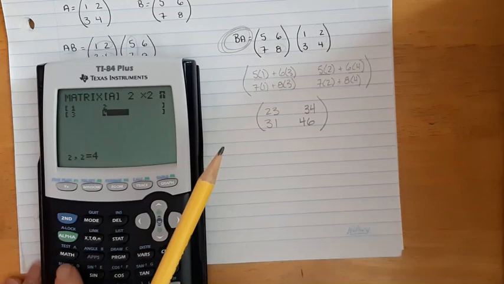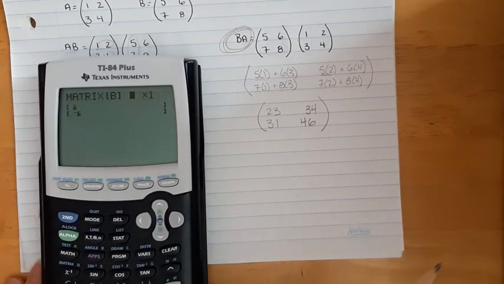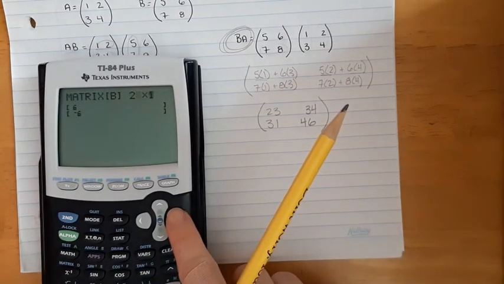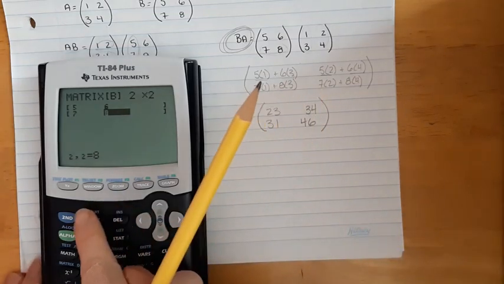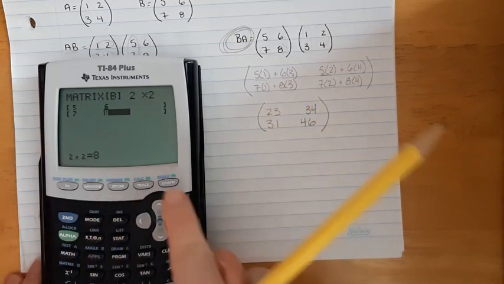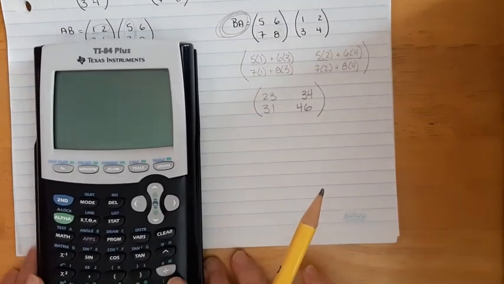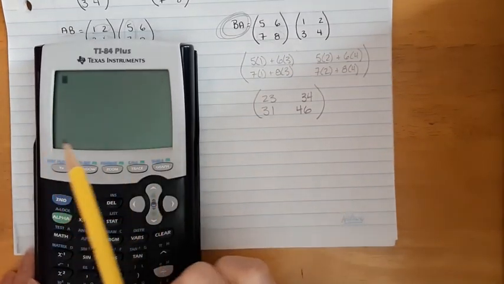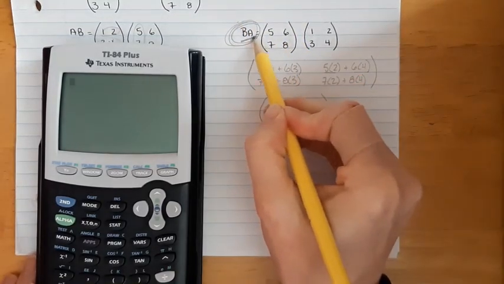Then I need to go back to the matrix menu again, arrow over to edit, and now I want to edit matrix B. Hit enter, so I have a 2 by 2, and then I'm going to enter 5, 6, 7, and 8. And then to do anything with your matrix, you need to completely get out of this menu. So I'm going to go second, quit, to get completely out of that menu, back to the main screen. So what I want to do is B times A.